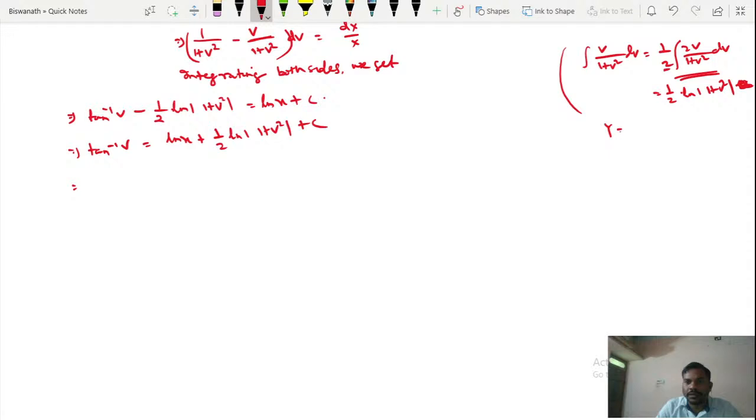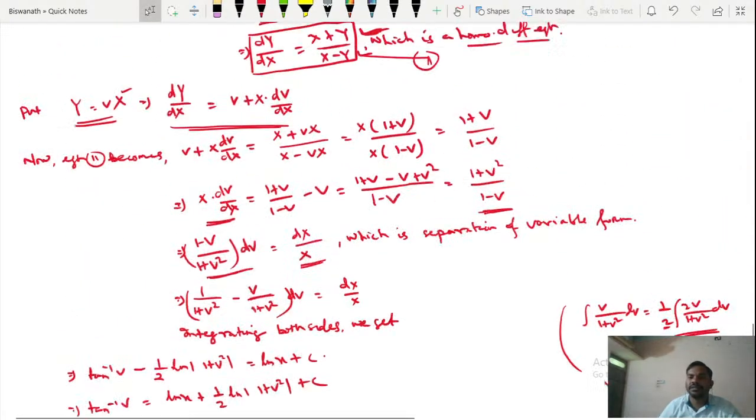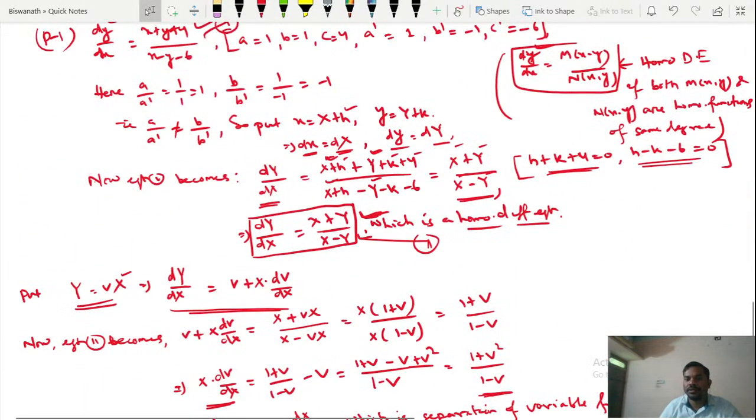Your y is equal to vx. This implies your v is equal to y by x, and whatever the y and x, these are in capital X and capital Y. So from the above equations, we have h plus k plus 4 equal to 0 and h minus k minus 6 equal to 0, and you have to find the values of h and k.